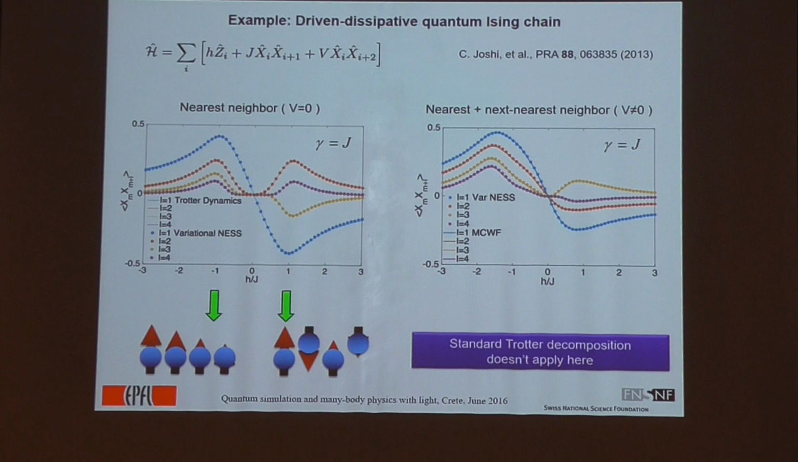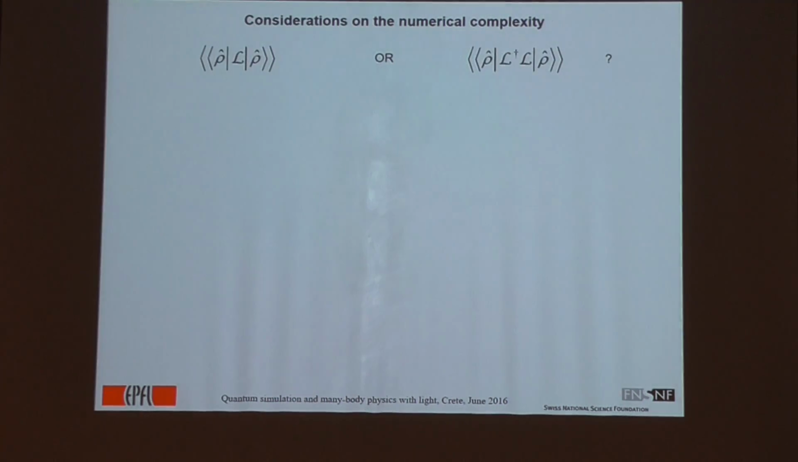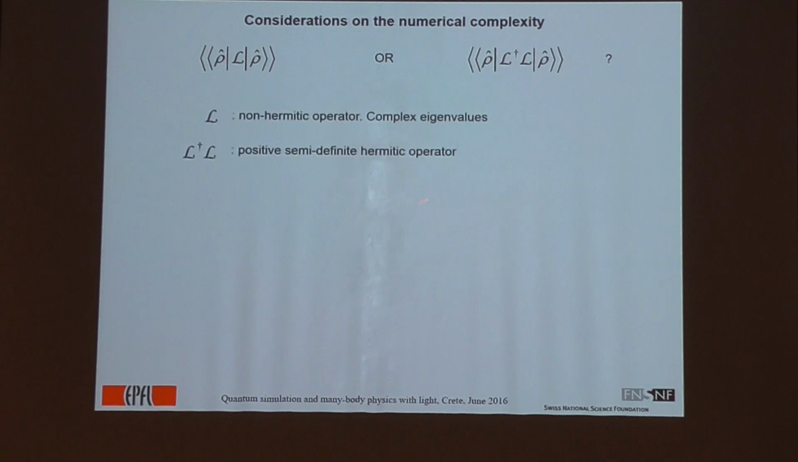But I want to say something about the stability of this method. The only thing that we did different with the group of Maricarmen is that we search for the zero eigenvalue of L, and they do something which is much more intuitive at the beginning. They search for the minimum of this quadratic form. Of course, L is non-Hermitian, has complex eigenvalues, it's a much nastier beast, whereas the L-dagger L is positive semi-definite, it is Hermitian and everything.